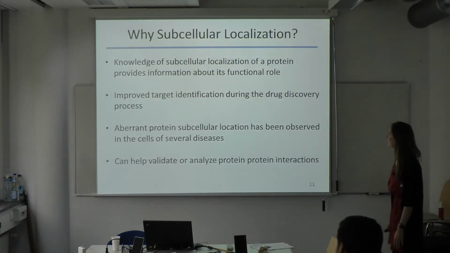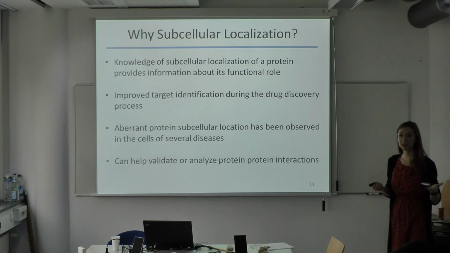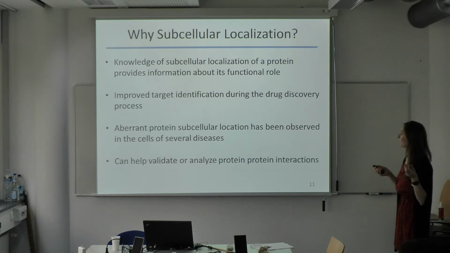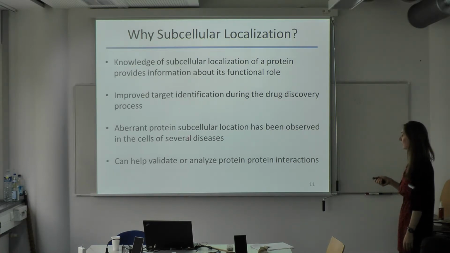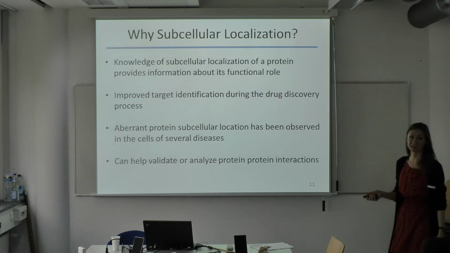Okay, so why do we want to know the subcellular localization? Well, because knowledge of localization provides information about its functional role. So if we know a protein sits in the nucleus, we can assume it has to do something with the DNA. Well, the subcellular localization helps us to improve target identification during the drug discovery process. Aberrant, mislocalized proteins have been observed in cells of several diseases. And finally, knowledge of localization can help us to validate or analyze protein-protein interactions.